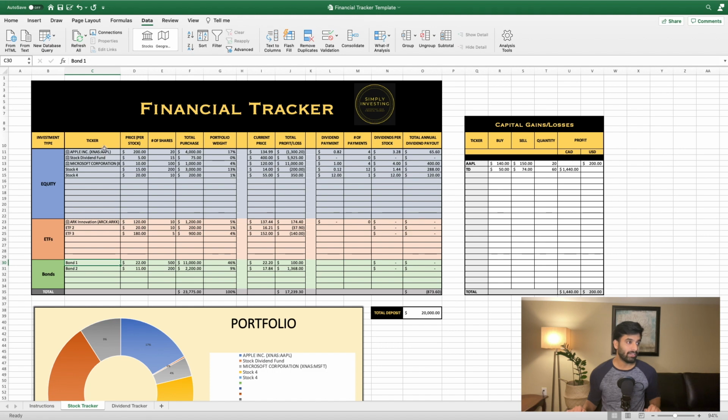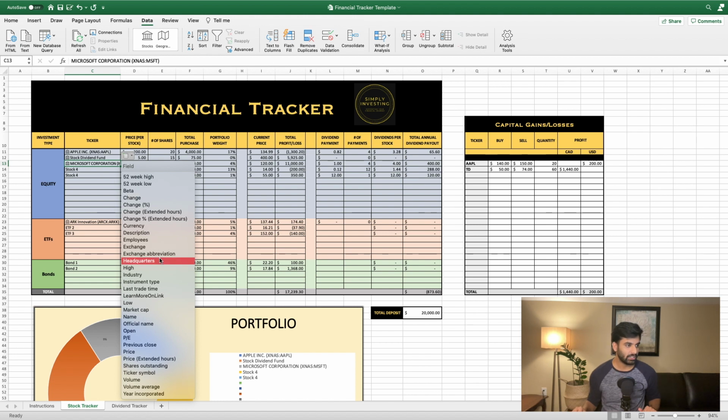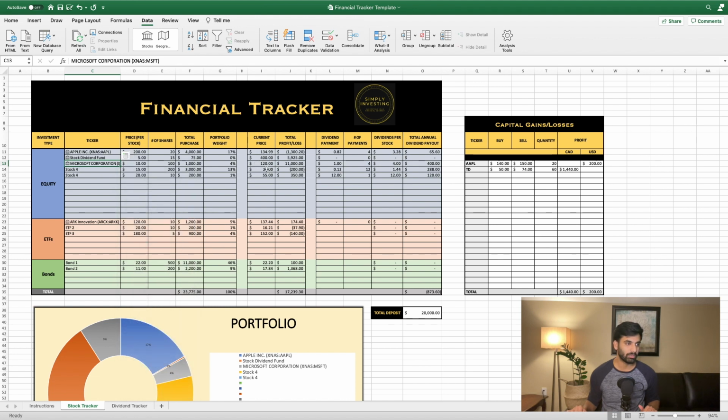In the next column, I have the ticker symbol. And if you enter any ticker symbol and you categorize it as a stock, you can get the data for it directly online. So for instance, here I have Microsoft, and again, these are just numbers that I've thrown in there. But if I click on it, I can use all these different data types that are available. So I've only used the price, which shows you the current price of the stock. Again, all of the formulas have already been added.